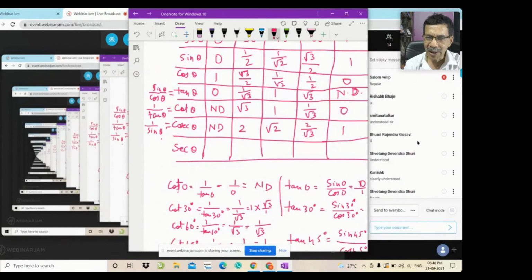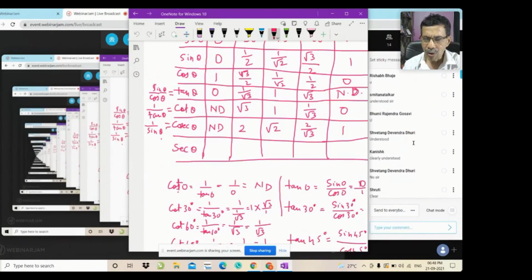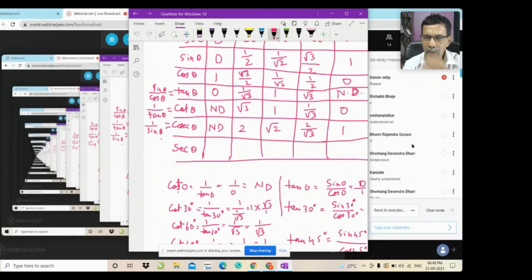Sai Om, I have repeated. Sai Om and Svetang, please type in the comment box whether you have understood. I have done it very fast. Sorry for that. Yes, very good. Tanisha is saying clear. Vedang is saying clear. Svetang is saying clear. And what about Sai Om? Sai Om, is it clear? Yes.